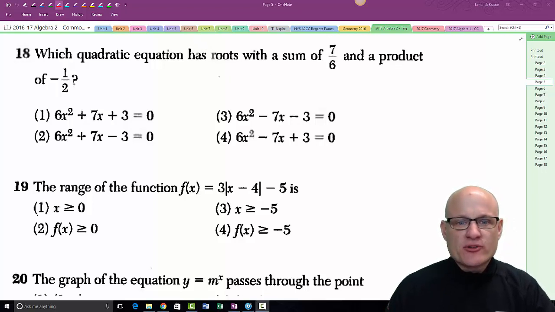It's okay. Sum of the roots. If you remember, the sum of the roots is equal to what? Is it negative b over a?